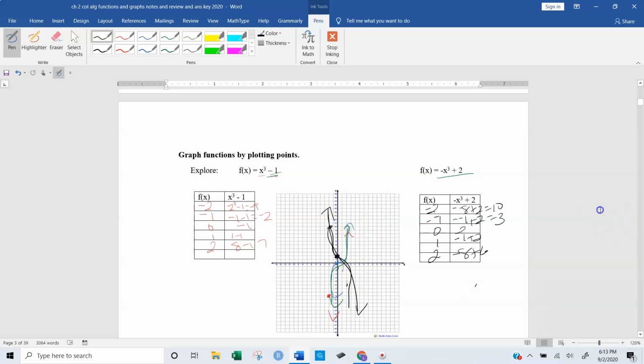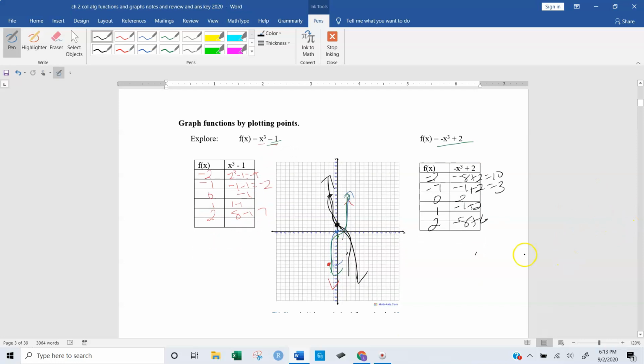I do not know why this is not graphing right now. We'll have to play with that a little more.